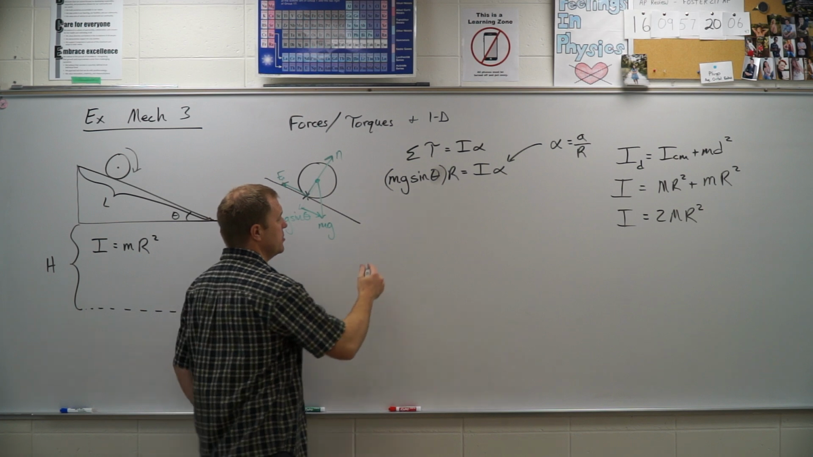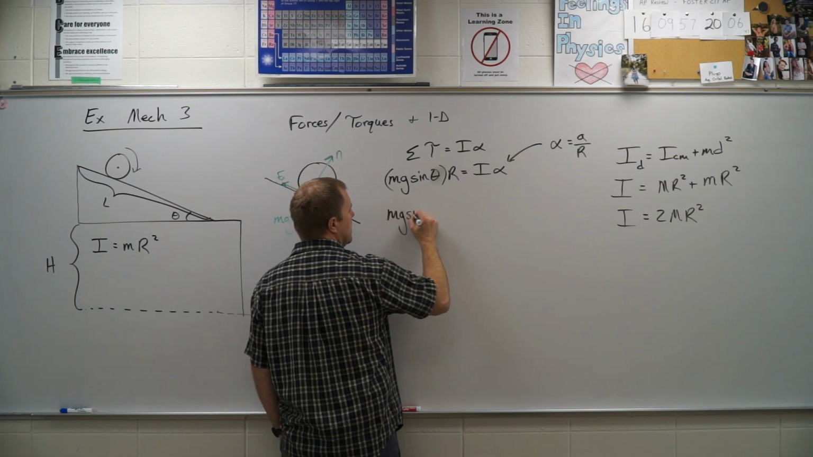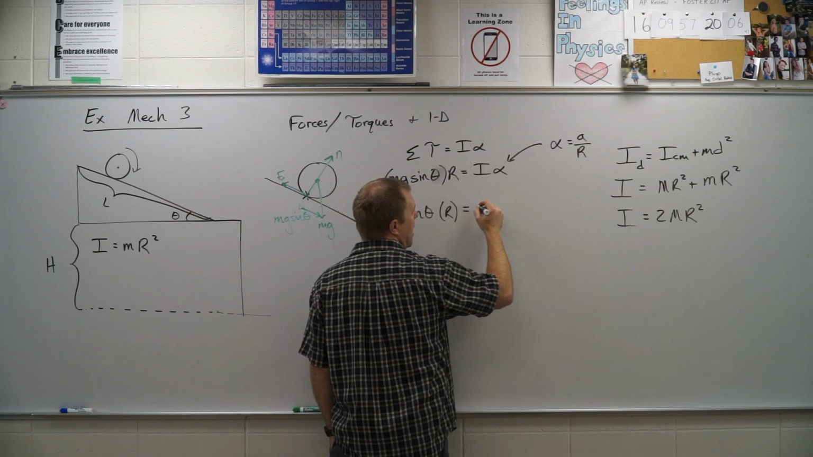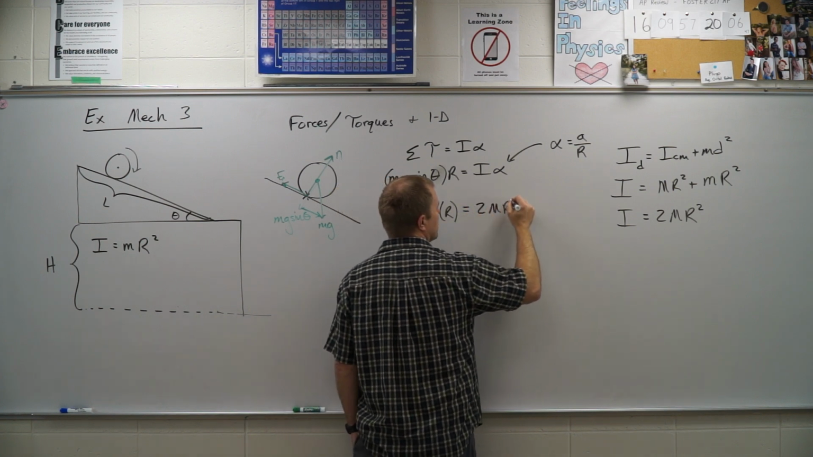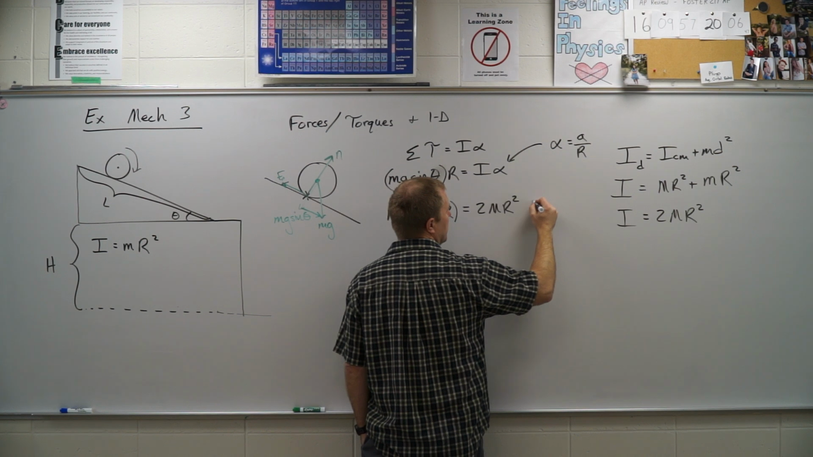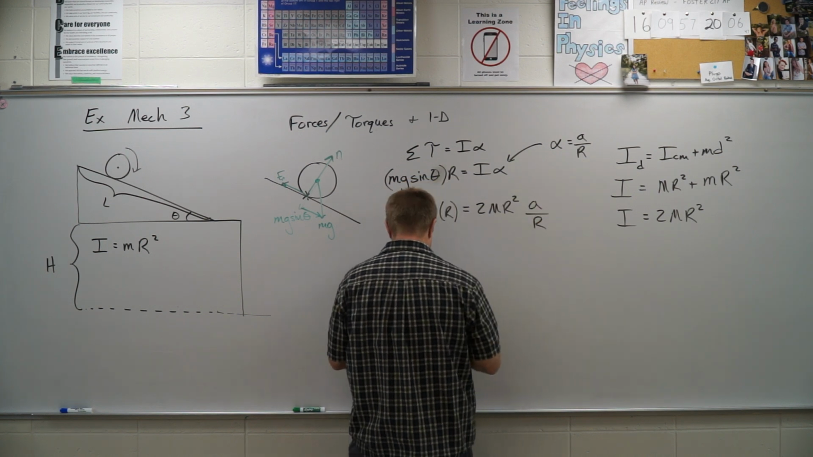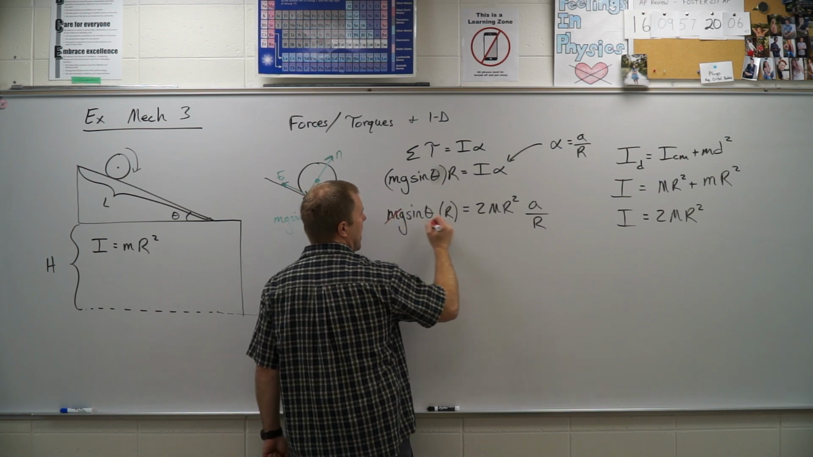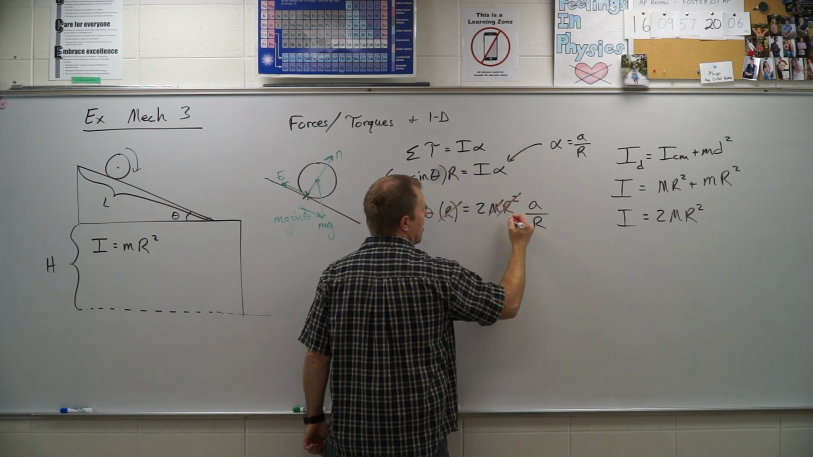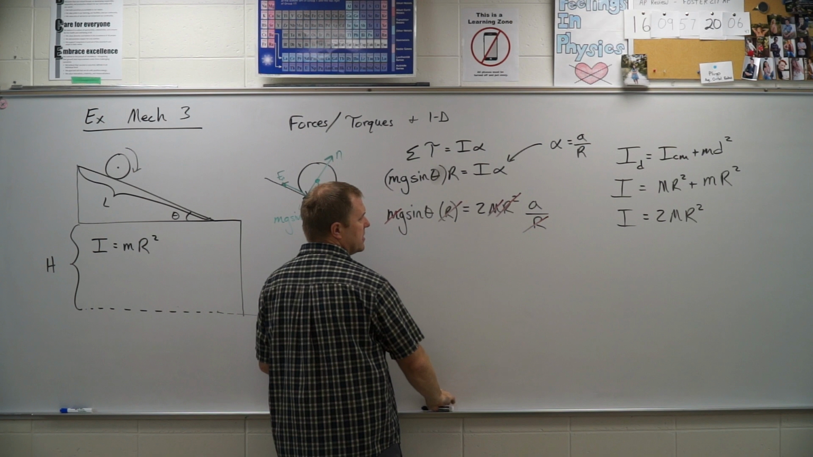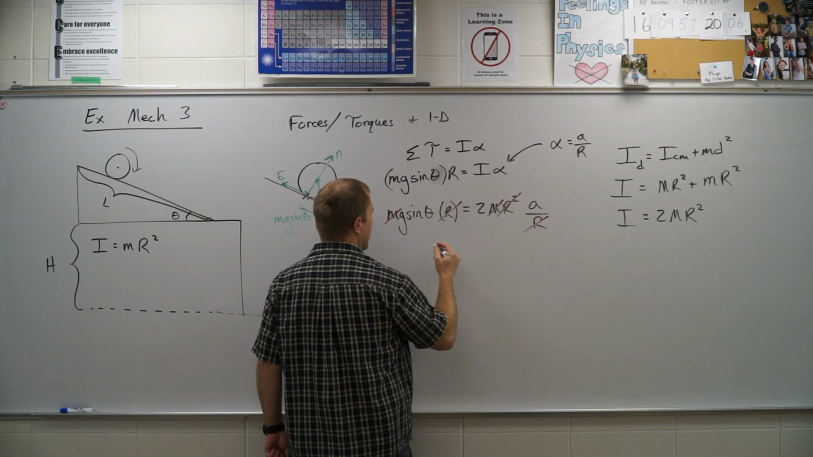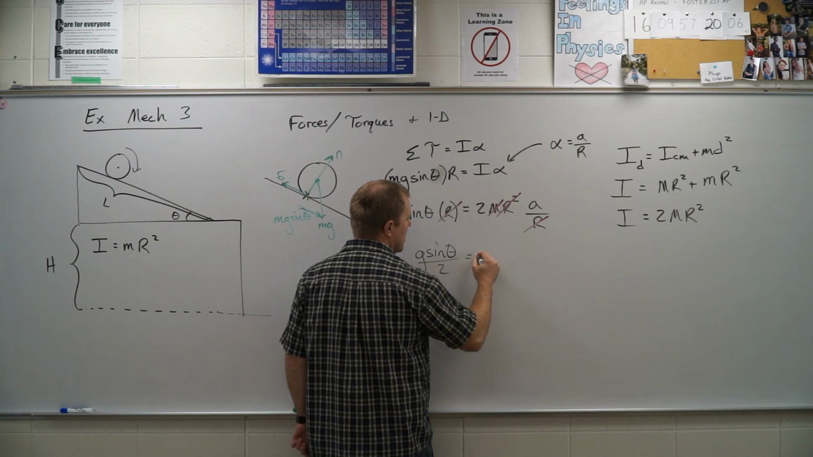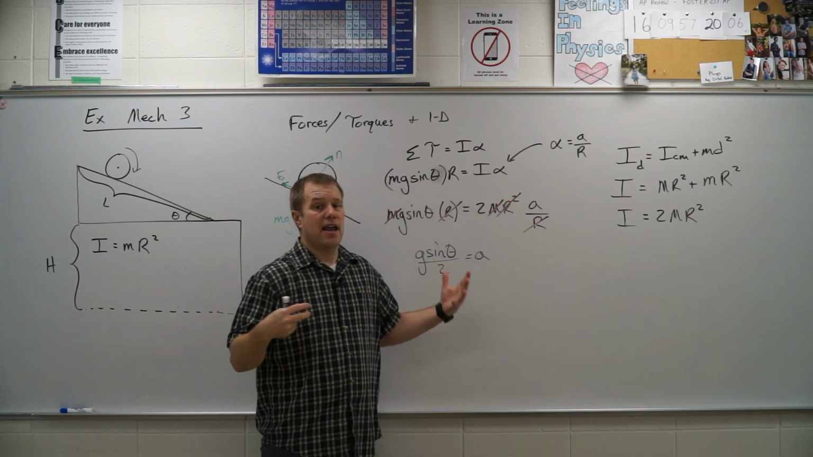Now I can make some substitutions. So I have mg sine theta times r equals I, which is 2mr squared, times alpha, which is a divided by r. And at this point, we should see a whole bunch of stuff start to cancel out. So my m's cancel, my r's all cancel, and so then I just need to divide the 2 over to get a by itself. So I'm left with g sine theta divided by 2 equals a, and I'm there.